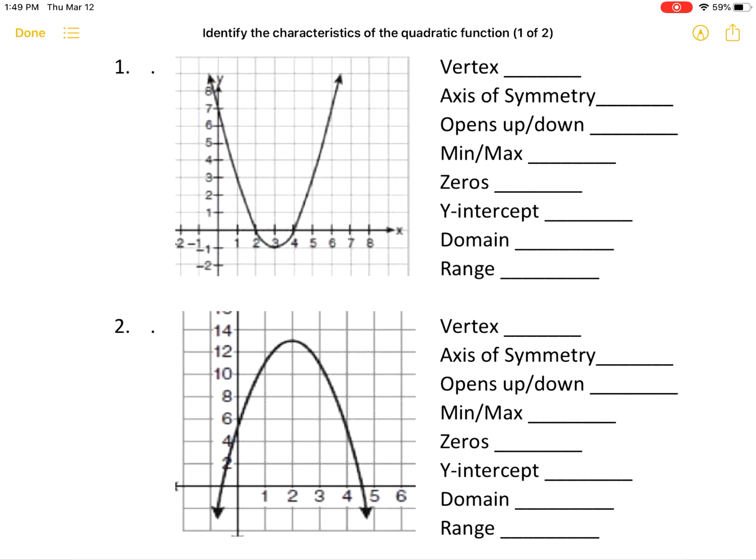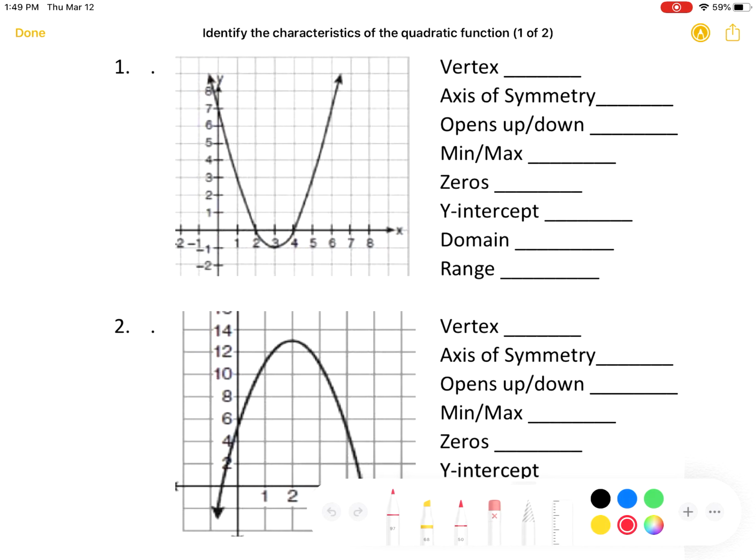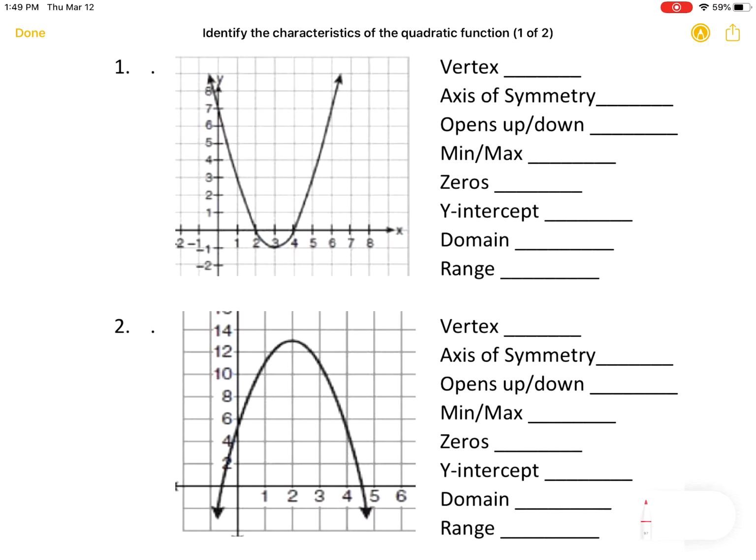If I look at this, it asks me about the vertex. This is the first one. So the vertex, remember, is that minimum or maximum. In this case, it's going to be right here, so I'm going to do that one in red. The vertex is always an x, y point, and in this case, the x value is 3, the y value is -1. And so that vertex is (3, -1).